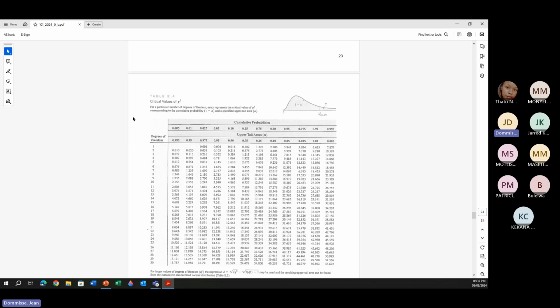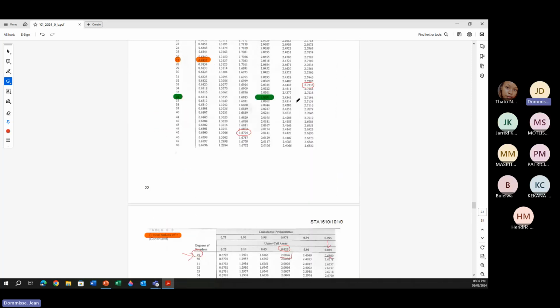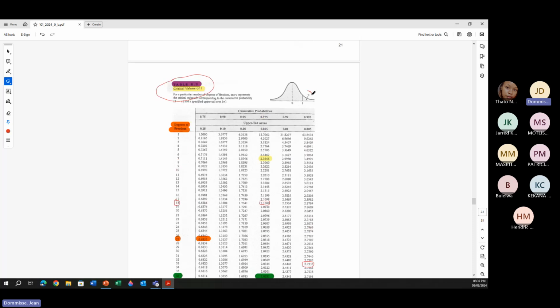So here we also have alpha. On the right hand, you can see that that bit is alpha, and the rest is 1 minus alpha. So very similar to the T table. If you look at just alpha, the rest is 1 minus alpha.